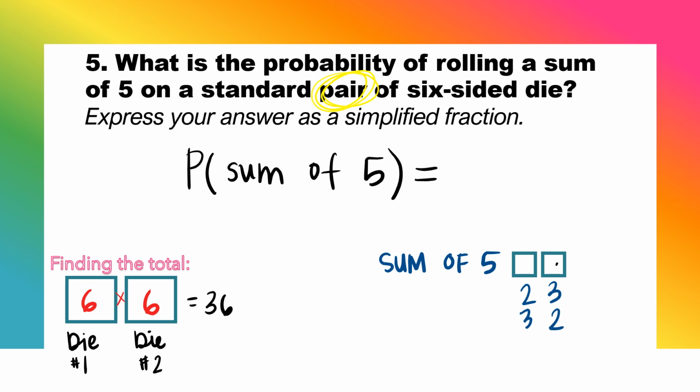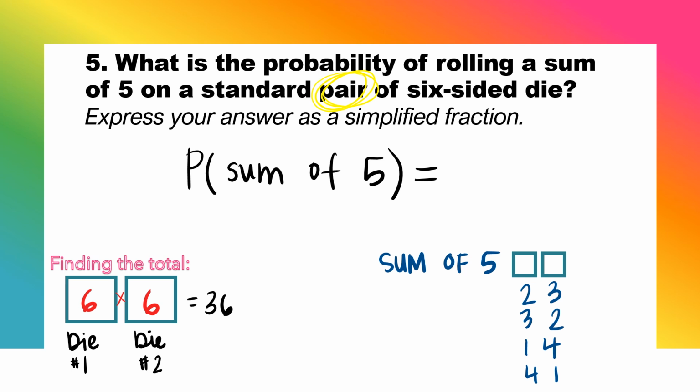Right, you could also have 4 dots on one die and 1 dot on another, and then vice versa. All right, so you can see I have 4 on one die, 1 on another. Now, why am I not including 5 and 0 here? Why am I not including 5 and 0?